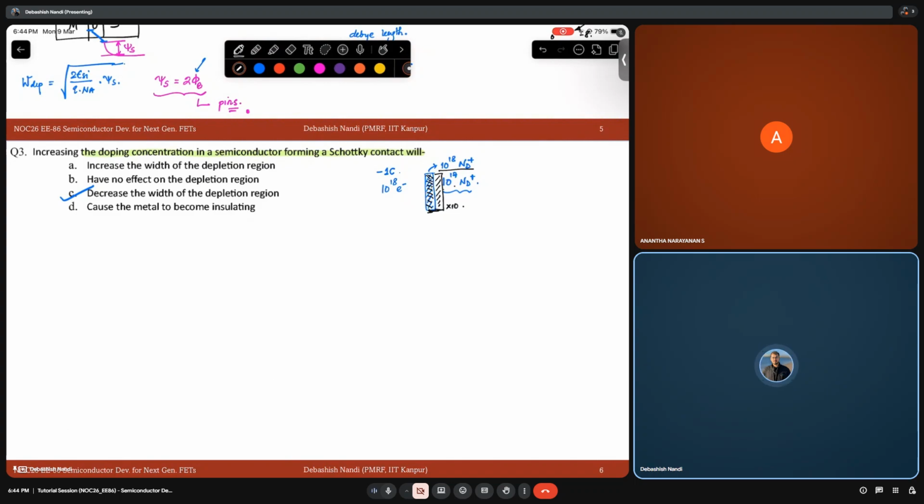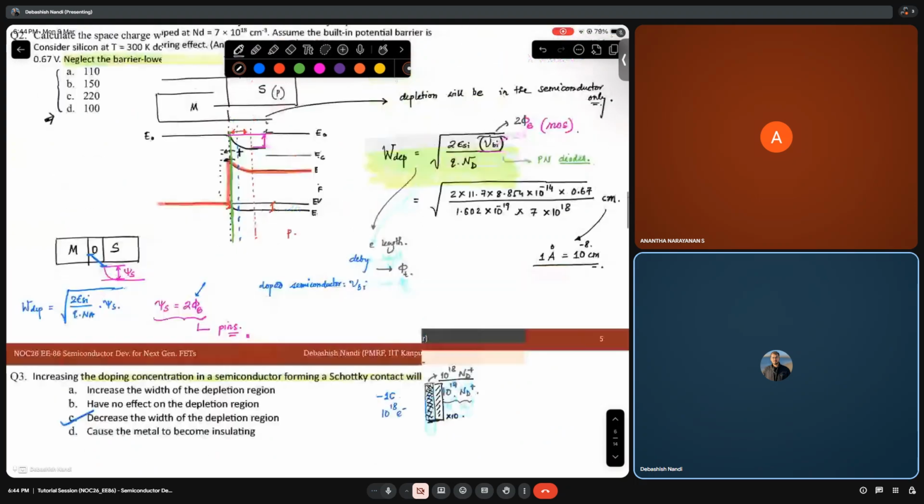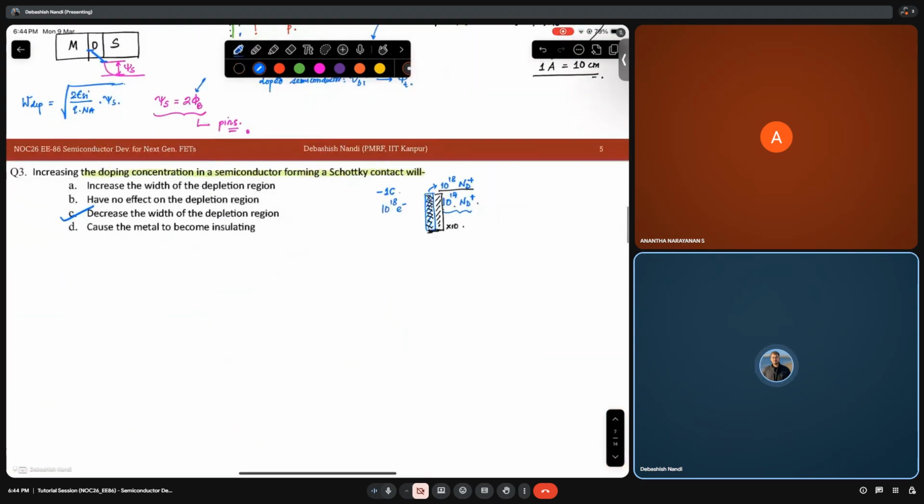The reason is the same. That primary reason you have to understand. Okay, the primary reason is that charges need to be balanced.